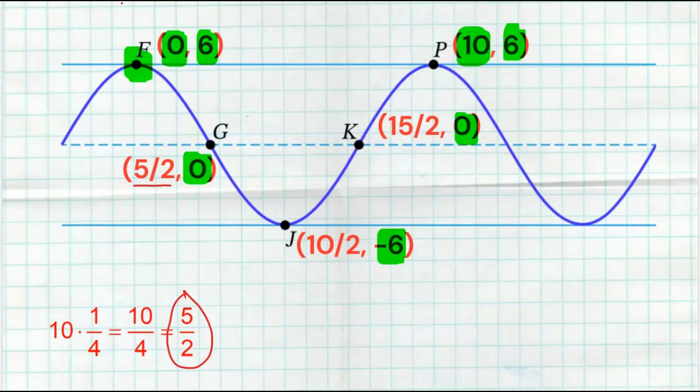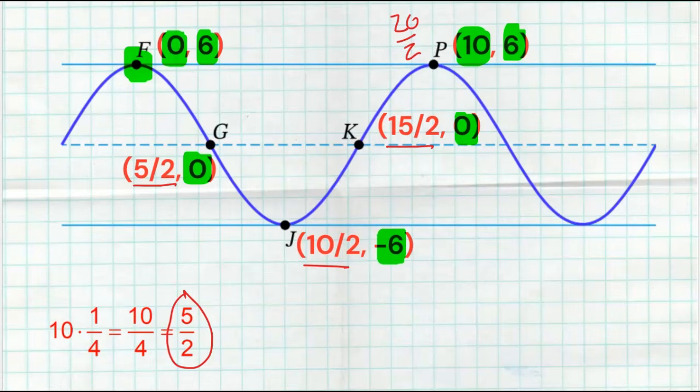So 0 plus 5 halves, 5 halves. Another 5 halves, 10 halves. Another 5 halves, 15 halves. Another 5 halves, 20 halves, which makes sense because 20 halves is 10. So it takes 10 full seconds to go all the way around, starting at the max, going back to the max. Now, those answers right there on your screen are fully countable.